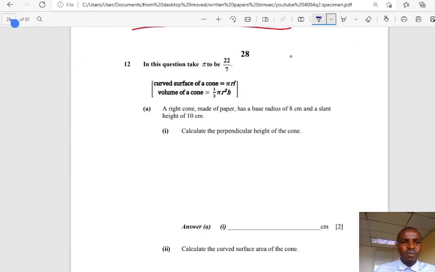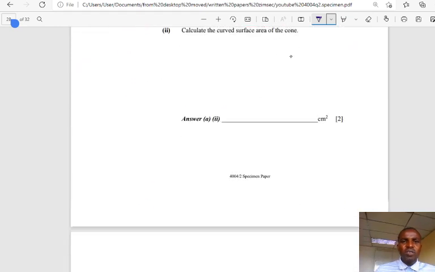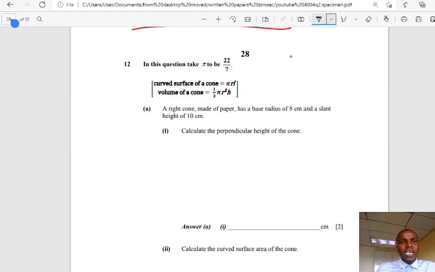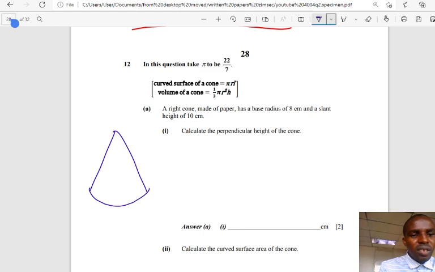Then next, question number 12. Take pi to be 22 over 7. A right cone made of paper has a base radius of 8 centimeters and a slant height of 10 centimeters. Calculate the perpendicular height of the cone. We can sketch our cone here. It's like this.